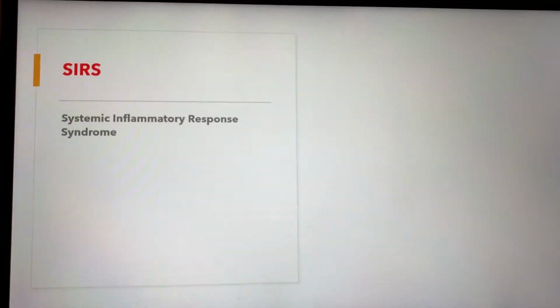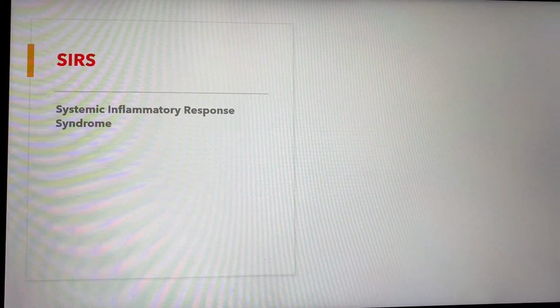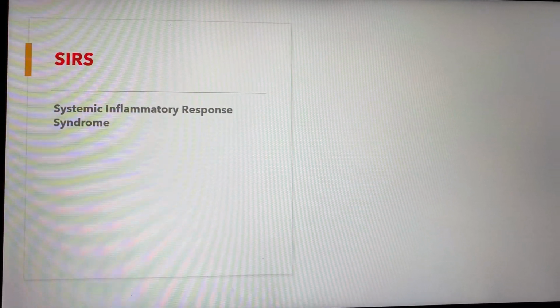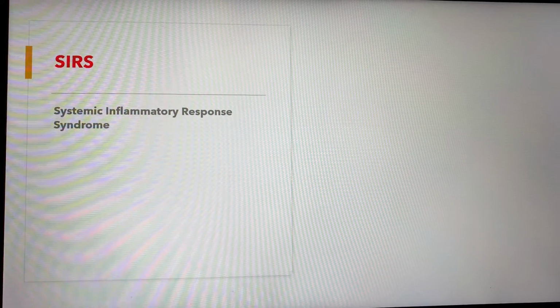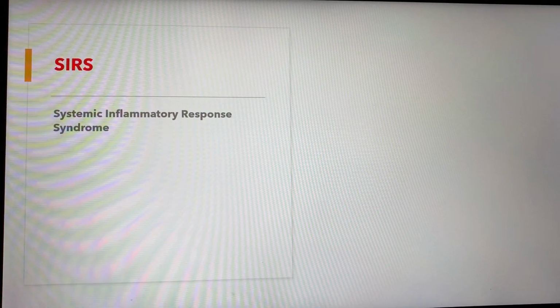So the first keyword we're talking about is SIRS. SIRS means Systemic Inflammatory Response Syndrome. Each word will give us a clue. Systemic means that it is involving all the body systems. It's not only, as we just said, one system. So keep it in mind, systemic. Inflammatory, it will lead us to the word inflammation.